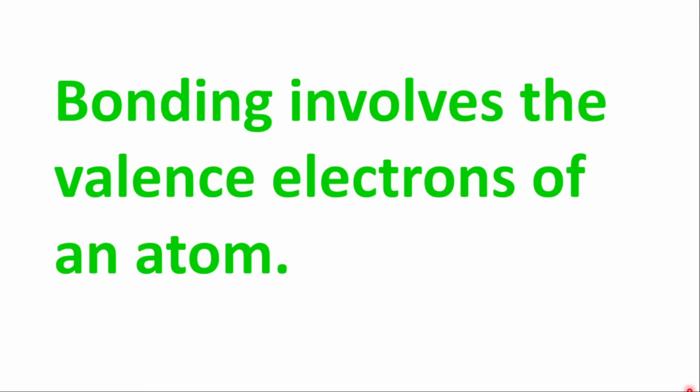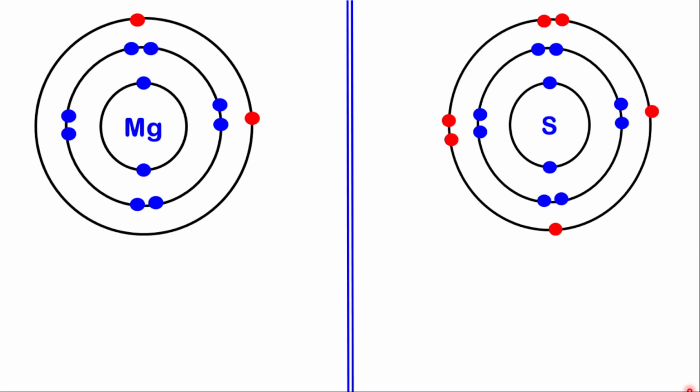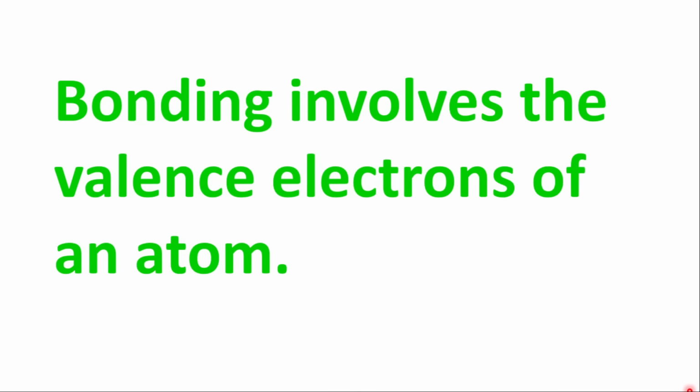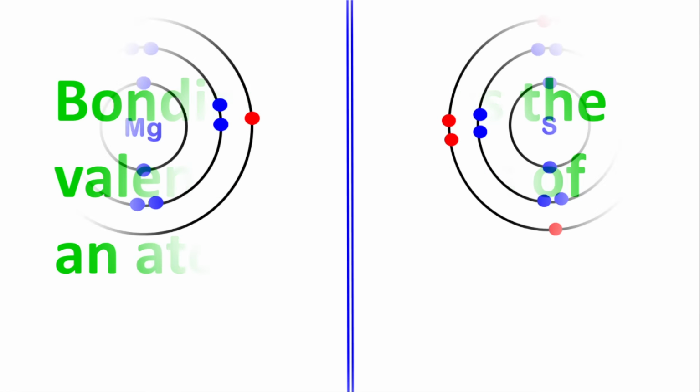All right, ionic bonding now. Again, we're going to run through this quickly, because of interest of time. Ionic bonding involves the valence electrons of atoms. However, what ionic bonding is, is the transfer of electrons from a metal to a non-metal. Just to make mention of that, right? So the transfer of electrons from a metal to a non-metal.